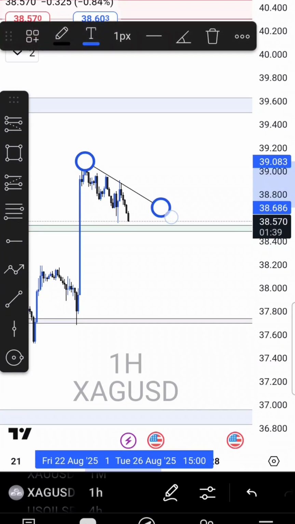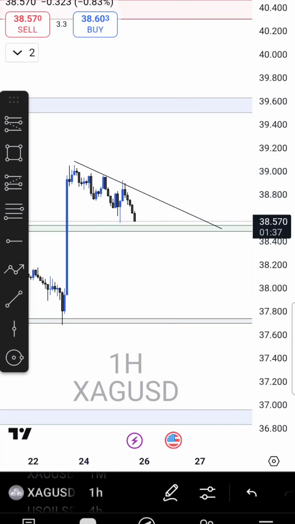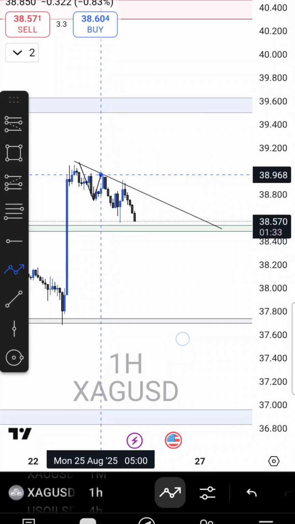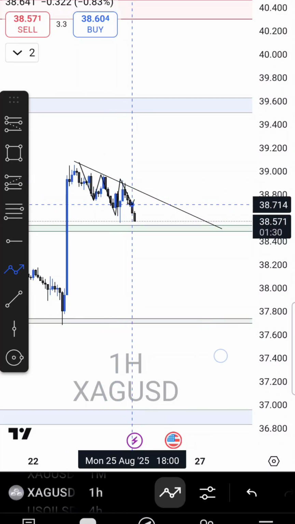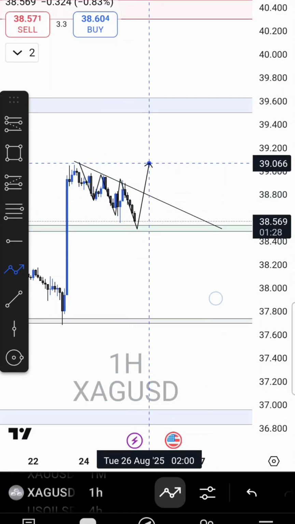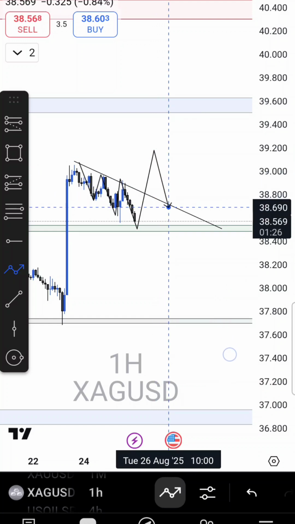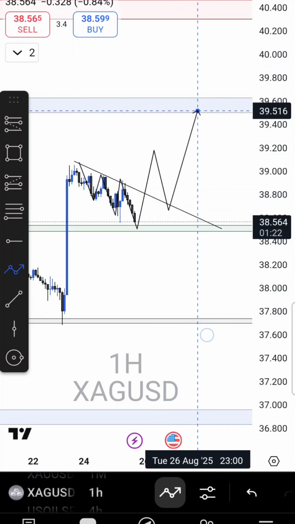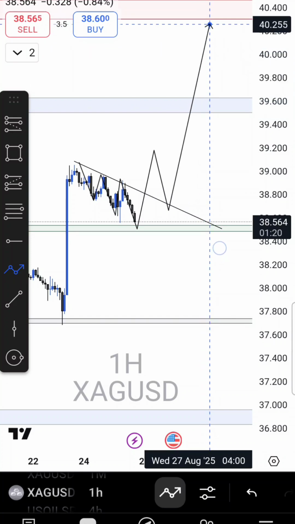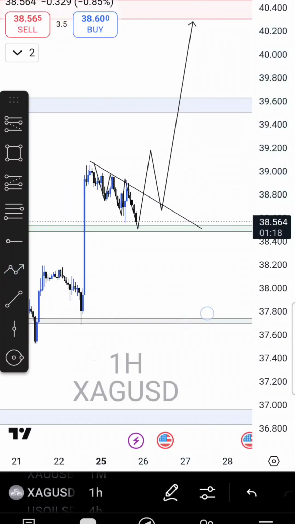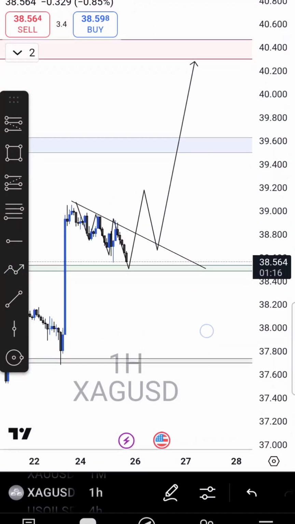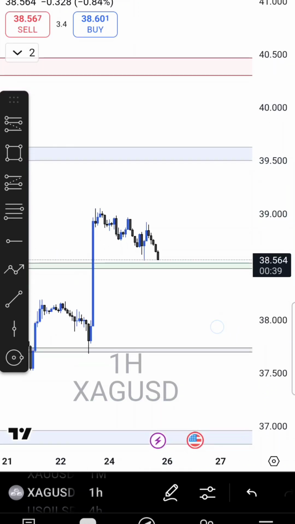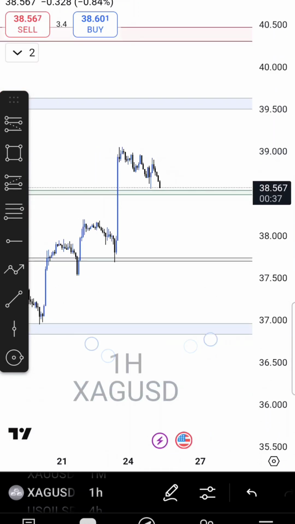Currently we are in a little pullback, a little downtrend. On the 1-hour time frame, it's just making a series of lower lows and lower highs. I expect maybe a shift of structure and then a retest before we start buying. Remember, we're buying all the way to the weekly resistance around 39.5 before eventually we go to $40, which is our monthly resistance. I'm looking for strong buying opportunities on silver.